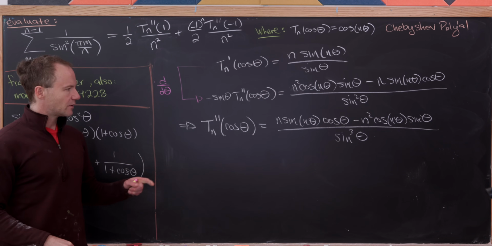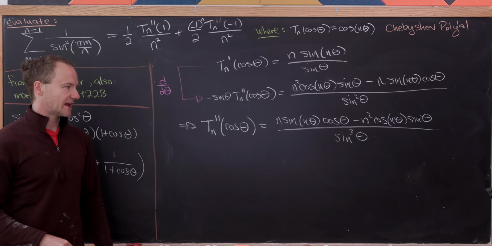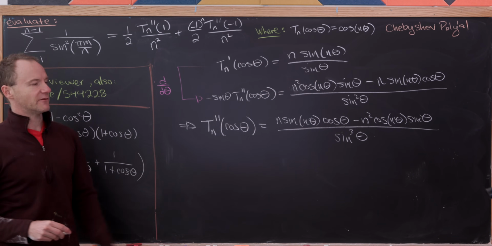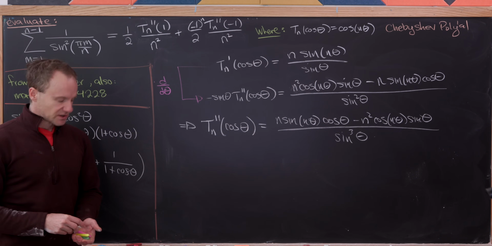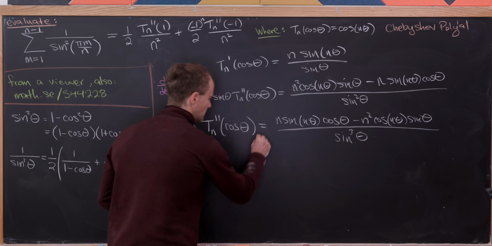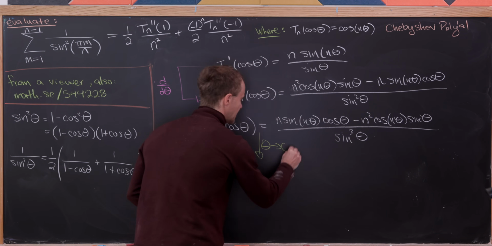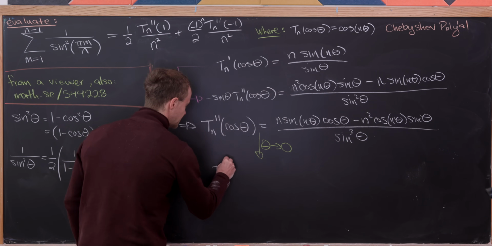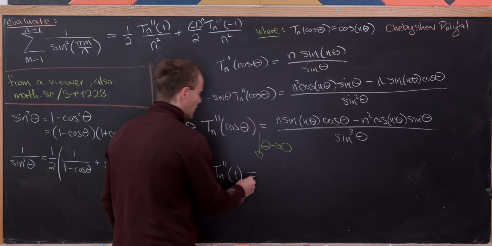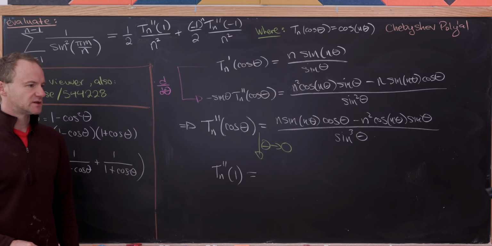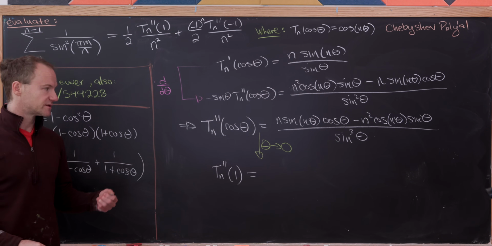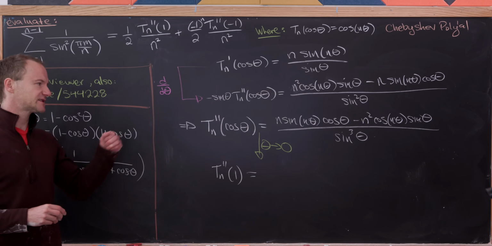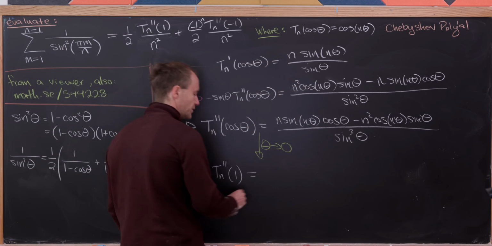But now observe that we've got an indeterminate form on the right-hand side. If we plug in theta equals 0 to achieve Tn double prime of 1, we'll get 0 over 0. So here we'll use L'Hopital's rule. But let's just point out here that we are taking the limit as theta goes to 0. So on the left-hand side, that will achieve Tn double prime of 1. Recall that Tn are polynomials. So limits for polynomials on the one hand are really just plugging numbers in. So that's the view that we're taking on the left-hand side. And then on the right-hand side, we'll use L'Hopital's rule.